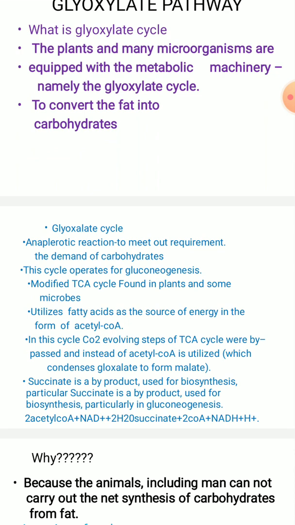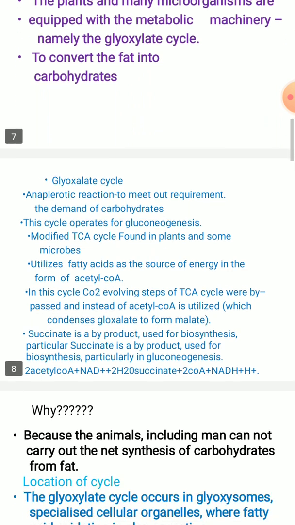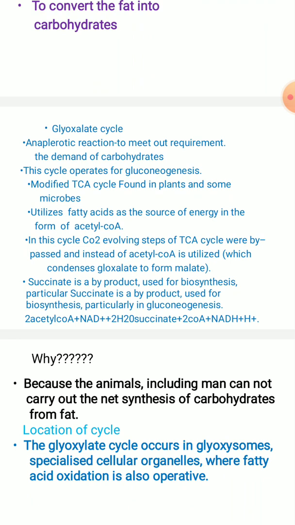This is the modified TCA cycle which can be observed in case of plants and some microbes. This cycle utilizes the fatty acids as the source of the energy in the form of acetyl-CoA molecule. The acetyl-CoA will be the source for this, as a fat or the fatty acids, which will carry out this particular modified form of the TCA cycle, which can be observed in case of plants and some microbes. So what is going to happen in this cycle?